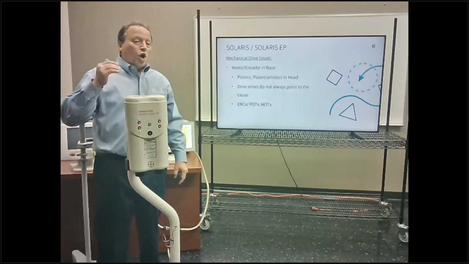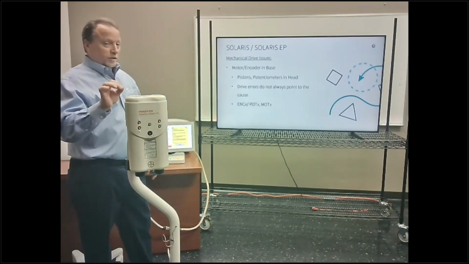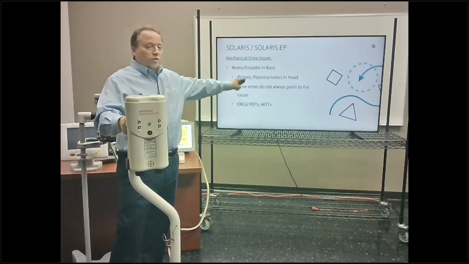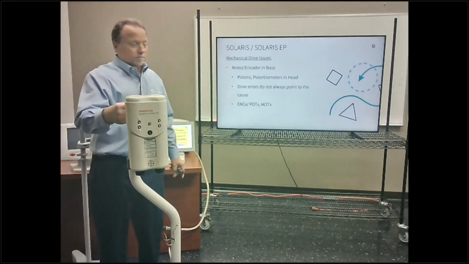Driver errors don't always point to the problem. It points to what the circuit is. And you have your encoder, your potentiometer, and your motor error. They all work together.